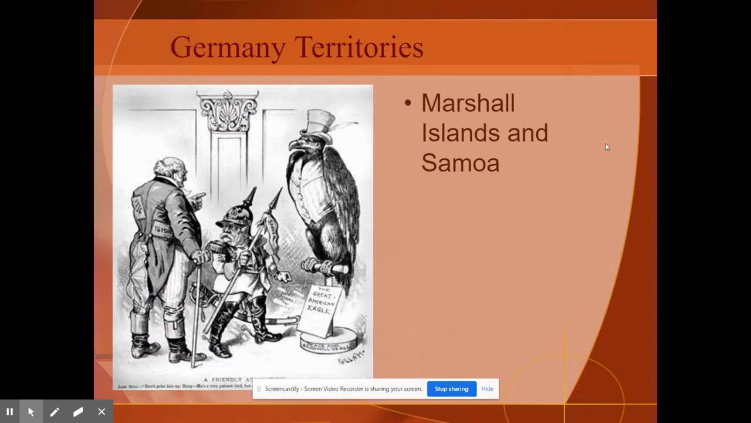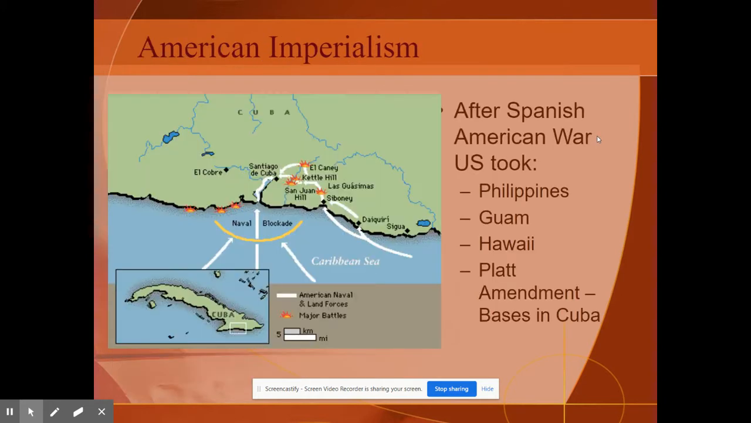The Germans control the Marshall Islands and Samoa. Oh, wait, no, they don't, because those are part of ours now. America takes those as our rewards for World War One. So, yeah, the Germans had them during this time, and now they're part of American holdings. America, like we talked about the Spanish American War.